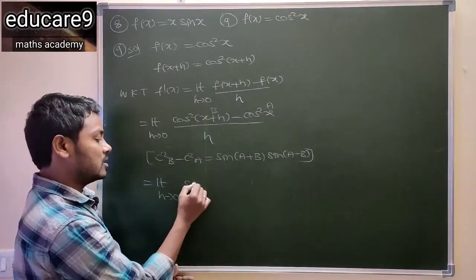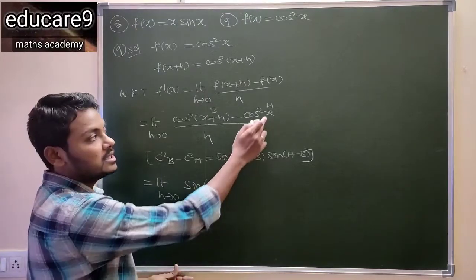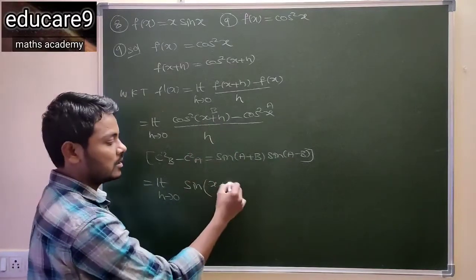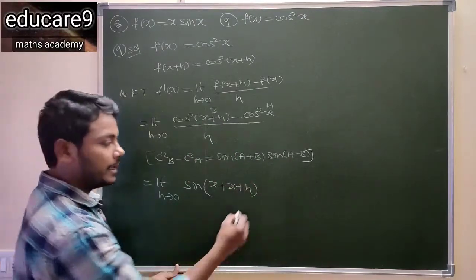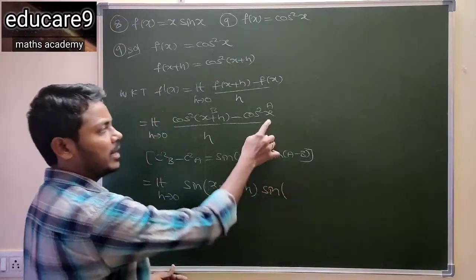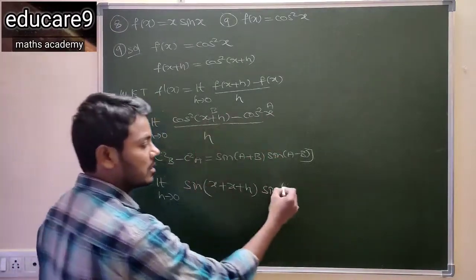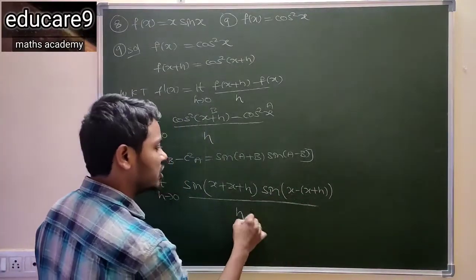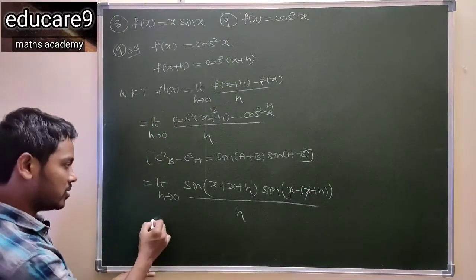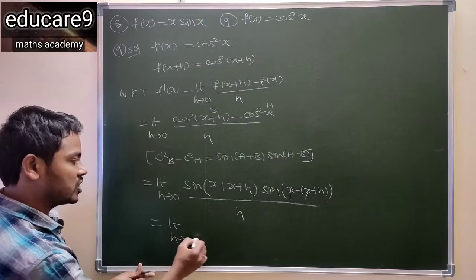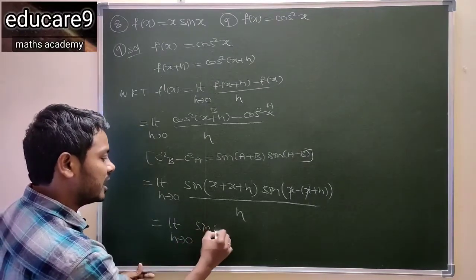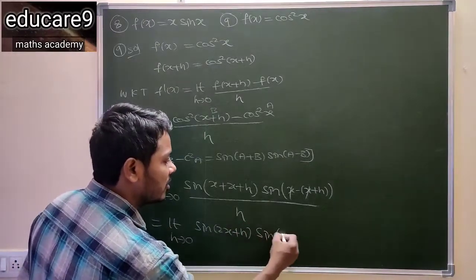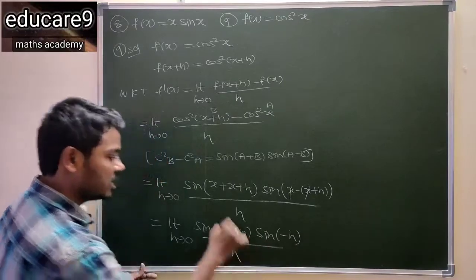Sin of A plus B. Sin of, what is A here? This is A, x. B is what? x plus h, into sin of A minus B. So this one minus this: x minus (x plus h). So divide by h, this x will cancel. Now this is limit h tends to 0. This is what? Sin(2x plus h). And this is what? Sin of minus h divided by h.